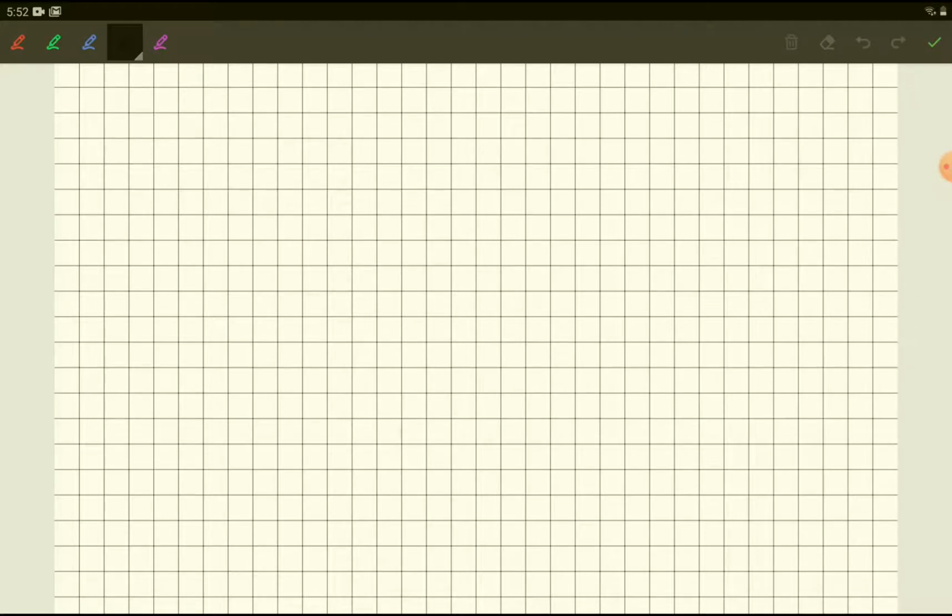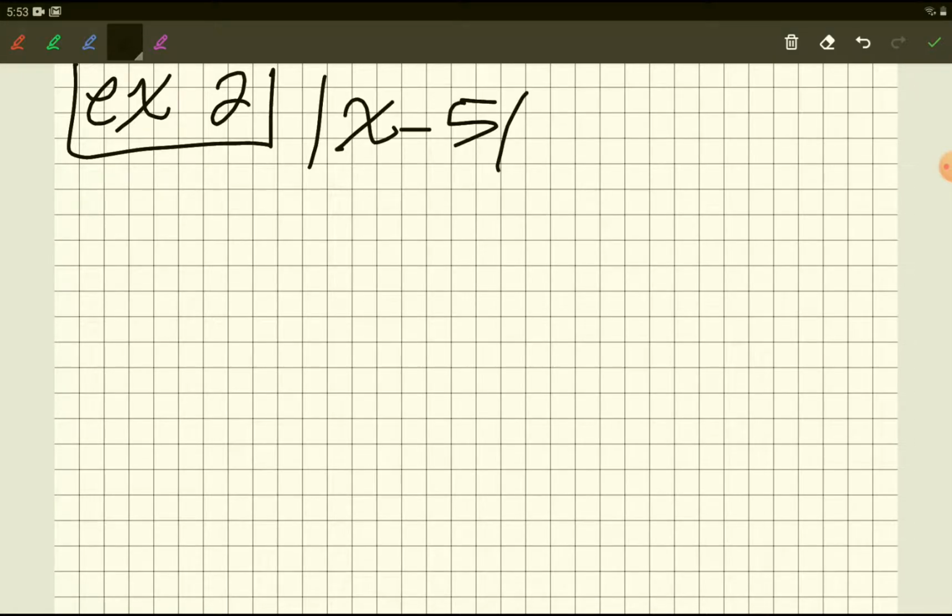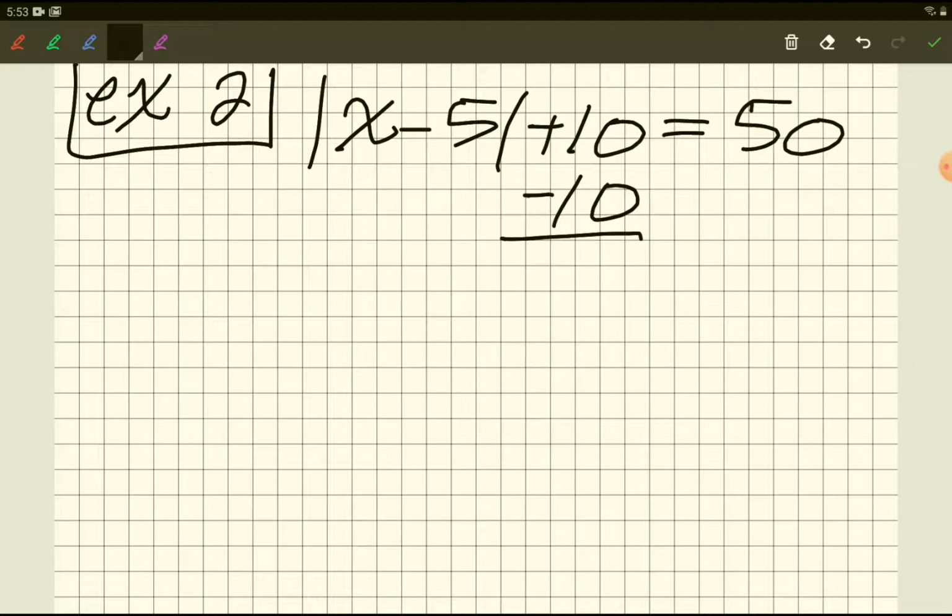Let's do another example. Example 2. Let's do 3 examples. Say I have the absolute value of x minus 5 plus 10 equals 50. So before I go to the two-part format, I have an important step in the beginning, and that is to balance it out before I go to the two-part format.